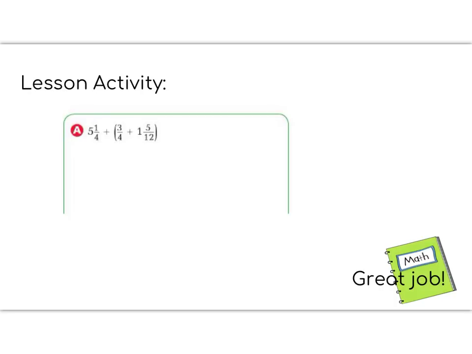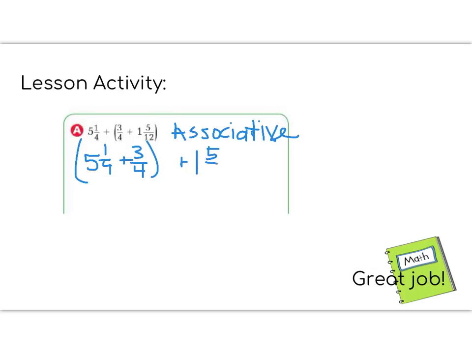So you can see here we have 5 and 1/4 plus 3/4 plus 1 and 5/12. So the thing that I notice again right away is that the fourths are not next to each other. So I don't need to change the order of my numbers, but I do need to change my grouping symbols placement. So that would be the associative property. So 5 and 1/4 plus 3/4, and I'm going to put that in parentheses, plus 1 and 5/12.